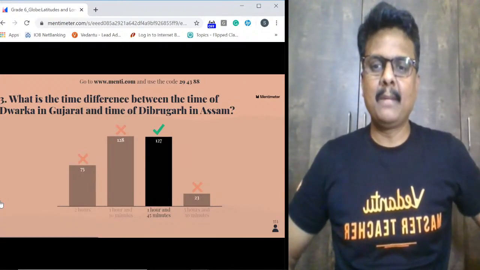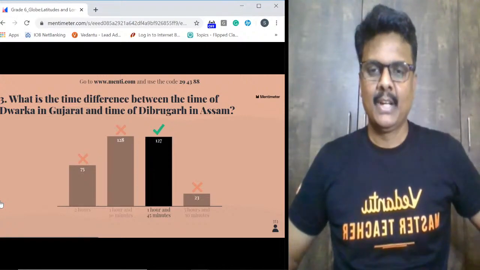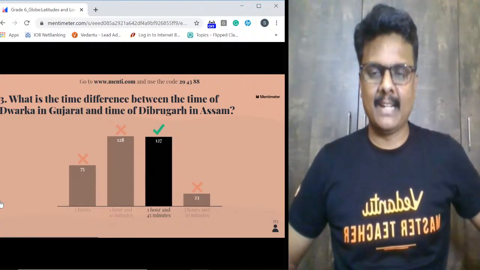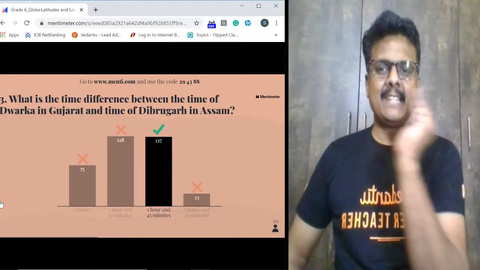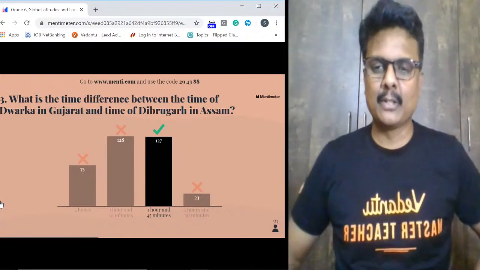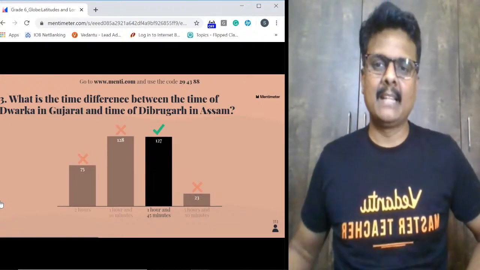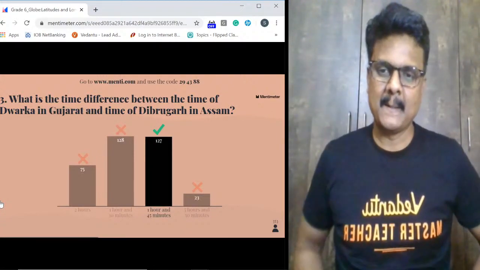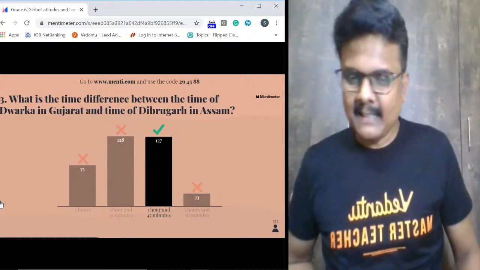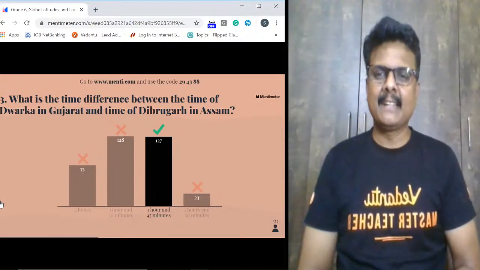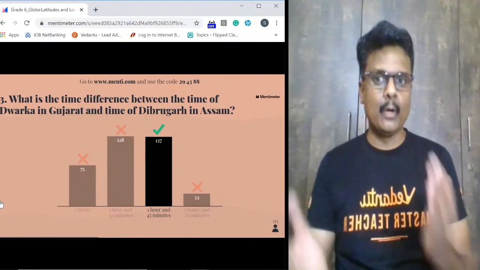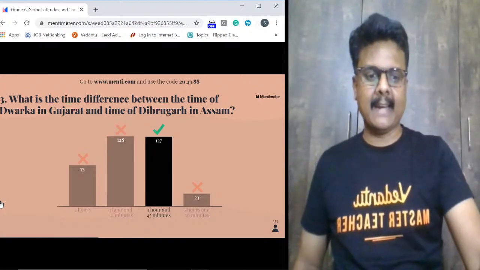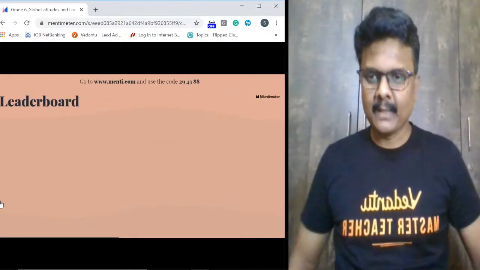If the time difference is 1 hour 45 minutes, which is typically 105 minutes, so how many degrees are there, the difference between those meridians? Both Dwaraka and Dibrugarh. Yeah, typically 26 roughly, right? 26 degrees different. Now I hope you are able to think on those lines, right? Awesome. Keep it up.